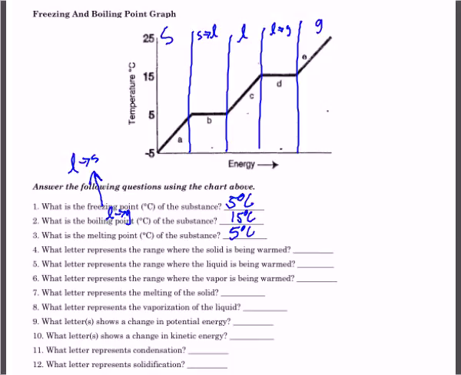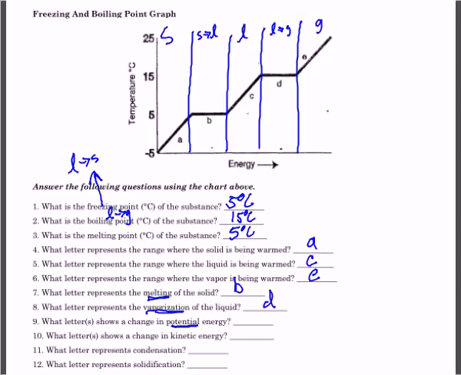It is something else. What letter represents the range where the solid is being warmed? Liquid being warmed. Vapor being warmed. All right. What letter represents the melting of the solid? Vaporization of the liquid. What letter shows a change in potential energy?